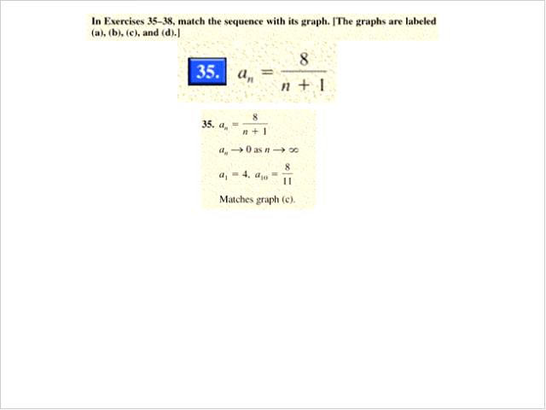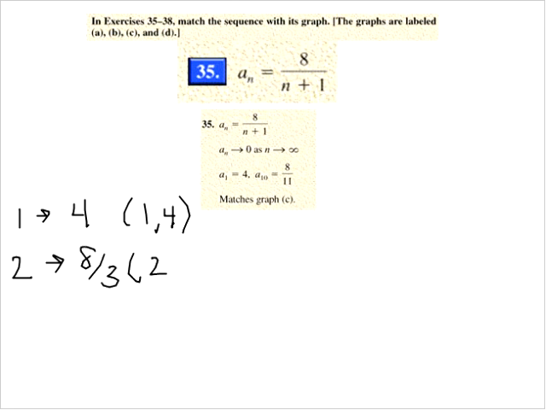All right, let's match the sequence with its graph. I think the easiest thing is just to create ordered pairs and see what they look like. When you plug 1 in for n, we get 8 over 1 plus 1, which is 2. So 8 divided by 2 is 4. So really we have a point at (1, 4). The second term is 8/3, so (2, 8/3) for a point.